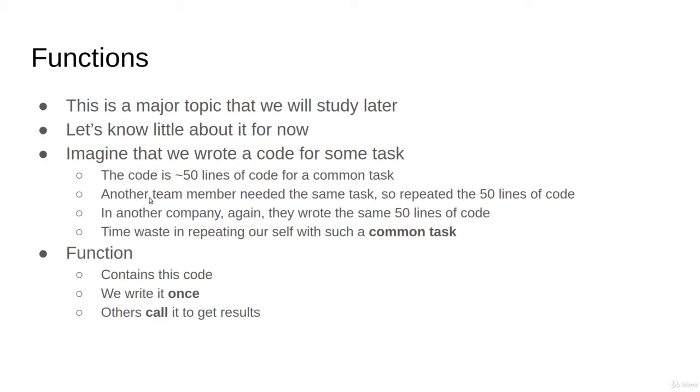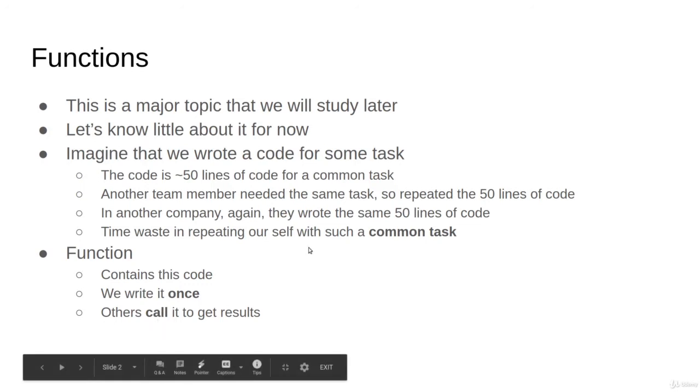So there is another team in the company who needed the same task. Someone again repeated my 50 lines of code to write the task. In another company again, someone wrote the same 50 lines of code. So it's a very big waste of time to keep repeating yourself and your team members to do some common task. Here is where the function comes onto the scene. In a function we write the code once, and then everyone is just using it, we call it.